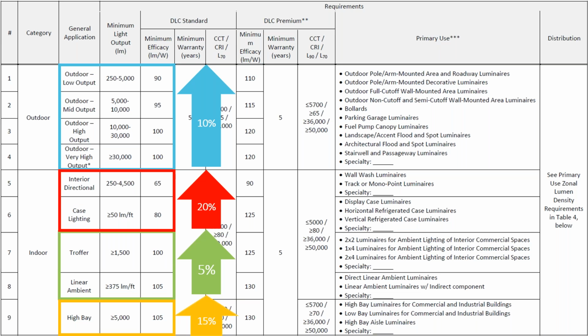Finally, our last bin of 20% efficacy increase includes interior directional and case lighting. So the current minimum efficacy requirements significantly lag the actual performance by a very wide margin for these products, and thus they can handle a pretty big efficacy increase, relatively speaking. Increasing the interior directional products to something like 80 lumens per watt really brings the category in line with what we would expect from a screw-based directional LED product.